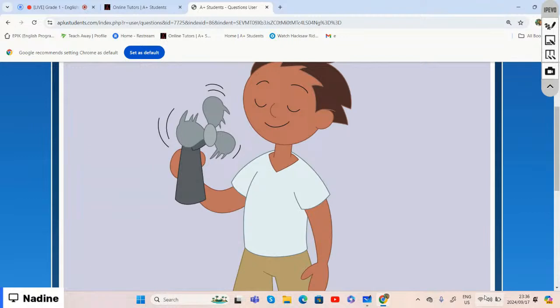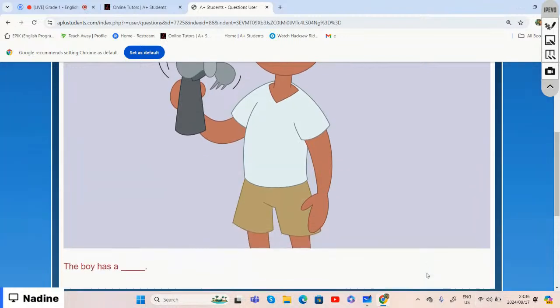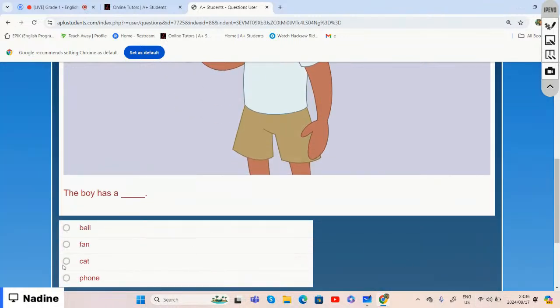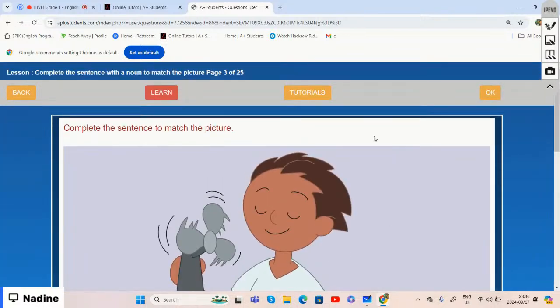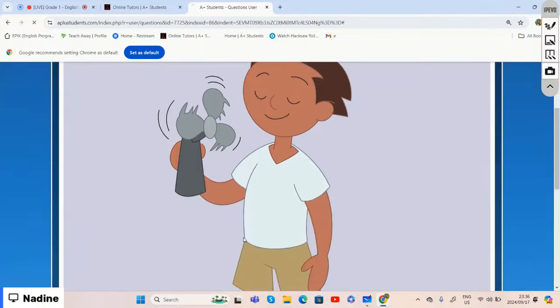And if we were to identify what the boy has, then yes, we can say option two. The boy has a fan. So well done. A fan is correct. The boy has a fan in his hand. Well done.